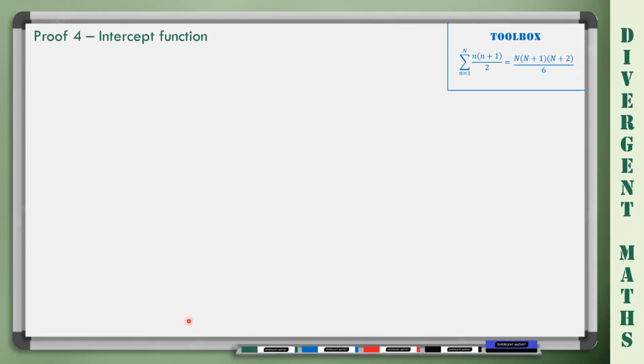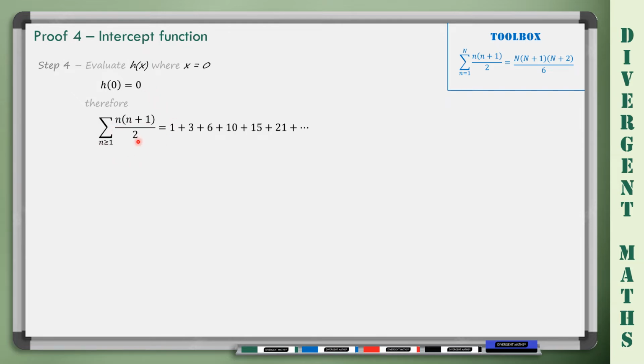Let's scroll down to the board, more space. Step number 4, evaluate h of x where x equals 0. So h of 0 equals 0. You've seen the expression at the bottom of the previous board, and therefore the sum from n equal 1 of n plus 1 over 2, which is that monotonic divergent series of triangular numbers, is equal to the value of the intercept at 0 after projection on Q, the set of rational numbers, which is, of course, 0, since 0 is already a rational, so it's equal to 0.